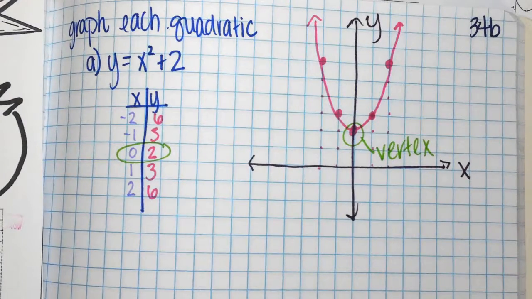So where did x squared plus 2 shift the parent function? Up 2.